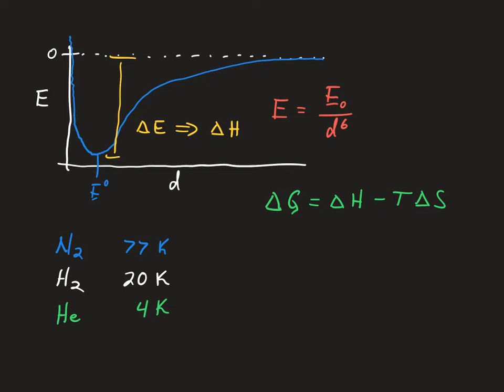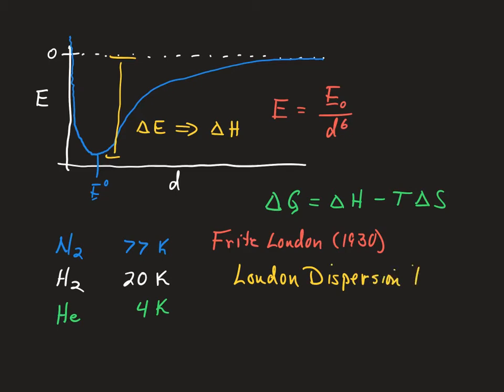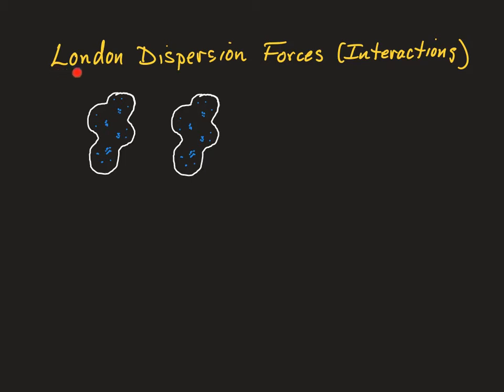The source of that force, the hypothesis, was proposed by Fritz London in 1930, who made a quantum mechanical argument to explain the attraction between even the most nonpolar of molecules. And we call those interactions London dispersion forces. So let's look at the source of London dispersion forces, or sometimes called London dispersion interactions.